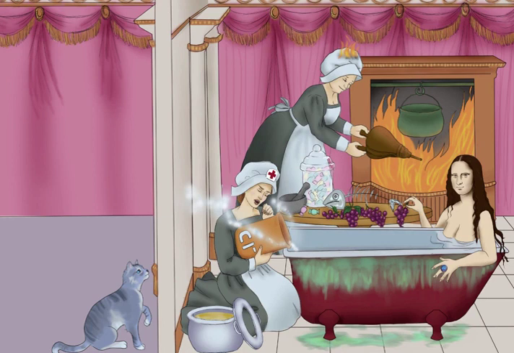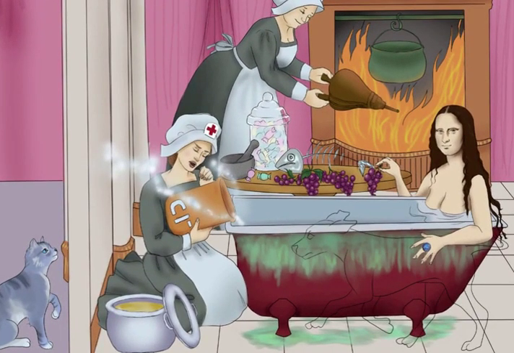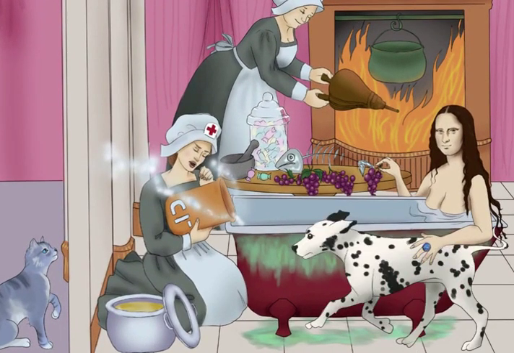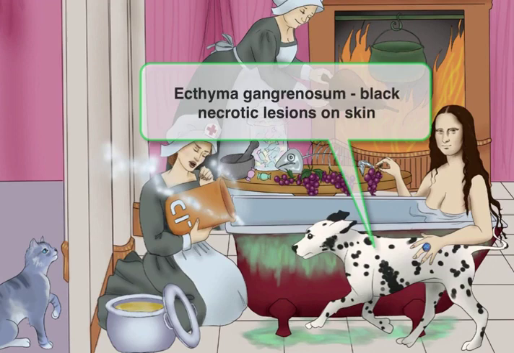If a pseudomonal infection gets into the circulation and causes sepsis, it can release toxin that damages tissue and causes cutaneous necrosis. These black necrotic lesions are referred to as ecthyma gangrenosum. To help you remember ecthyma gangrenosum, we're going to give Pseudomona a Dalmatian, whose black spots will definitely help you remember the black spots associated with this pseudomonal infection.